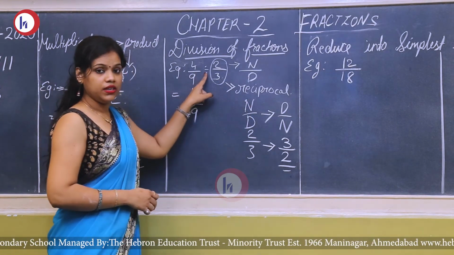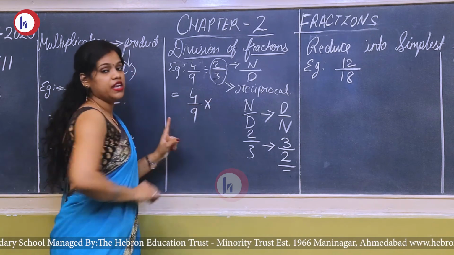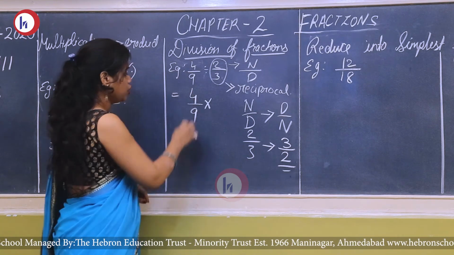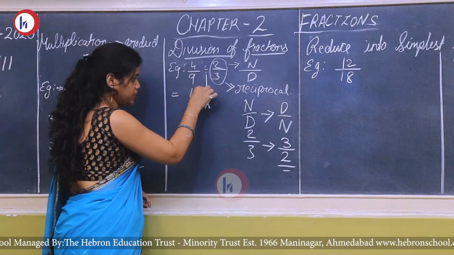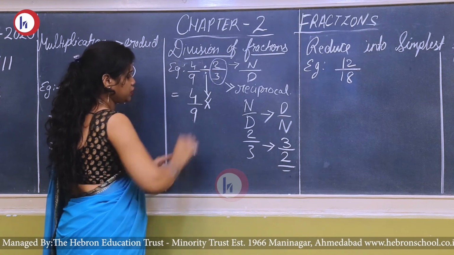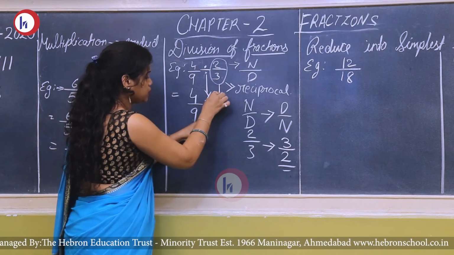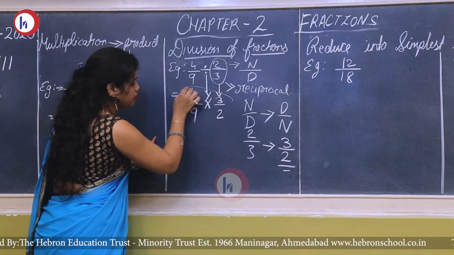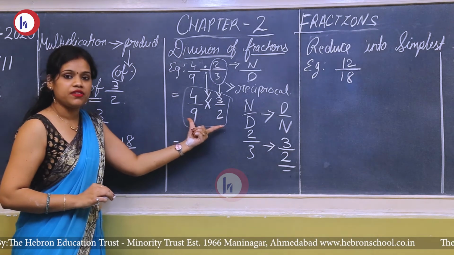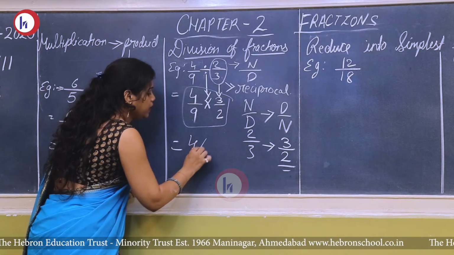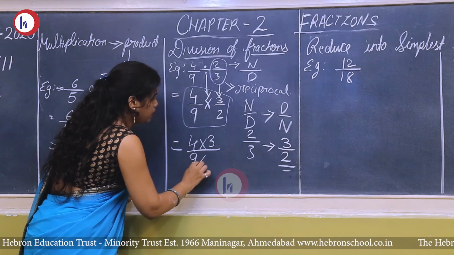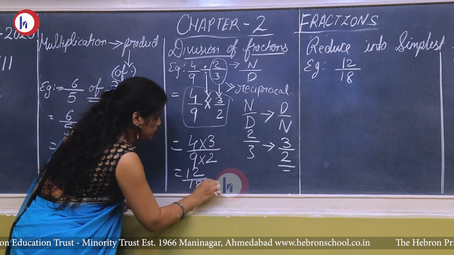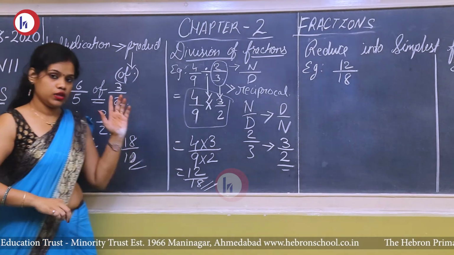So your division sign will be changed into multiplication when you reciprocate the second part of the fraction. So 4/9 is now changed. You can see division is changed to multiplication and this will be reciprocated as 3/2. So now you can see what has happened. Now you have to multiply the fractions. Same rule goes: numerator into numerator, denominator into denominator. So 4 3s are 12, 9 2s are 18. So this will be your answer. So keep that in mind.